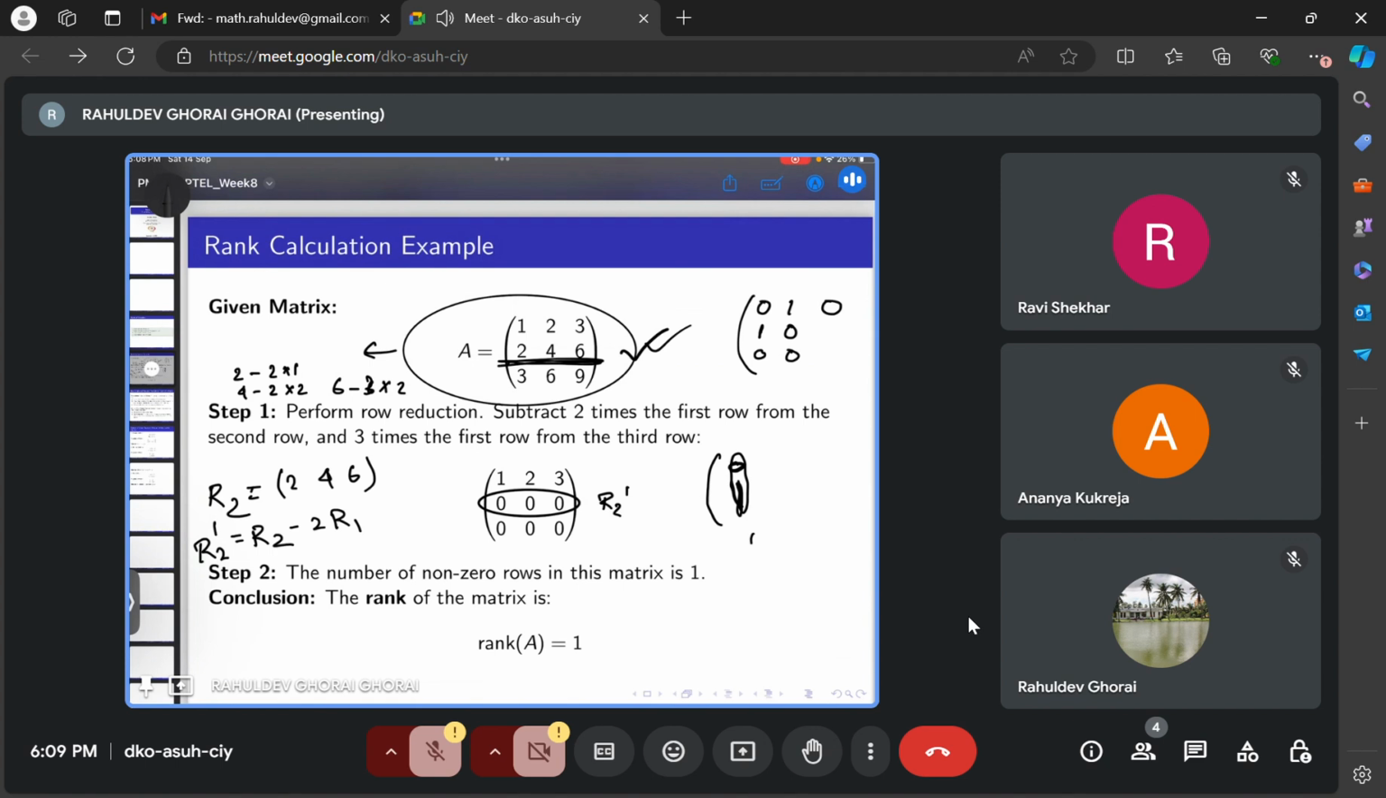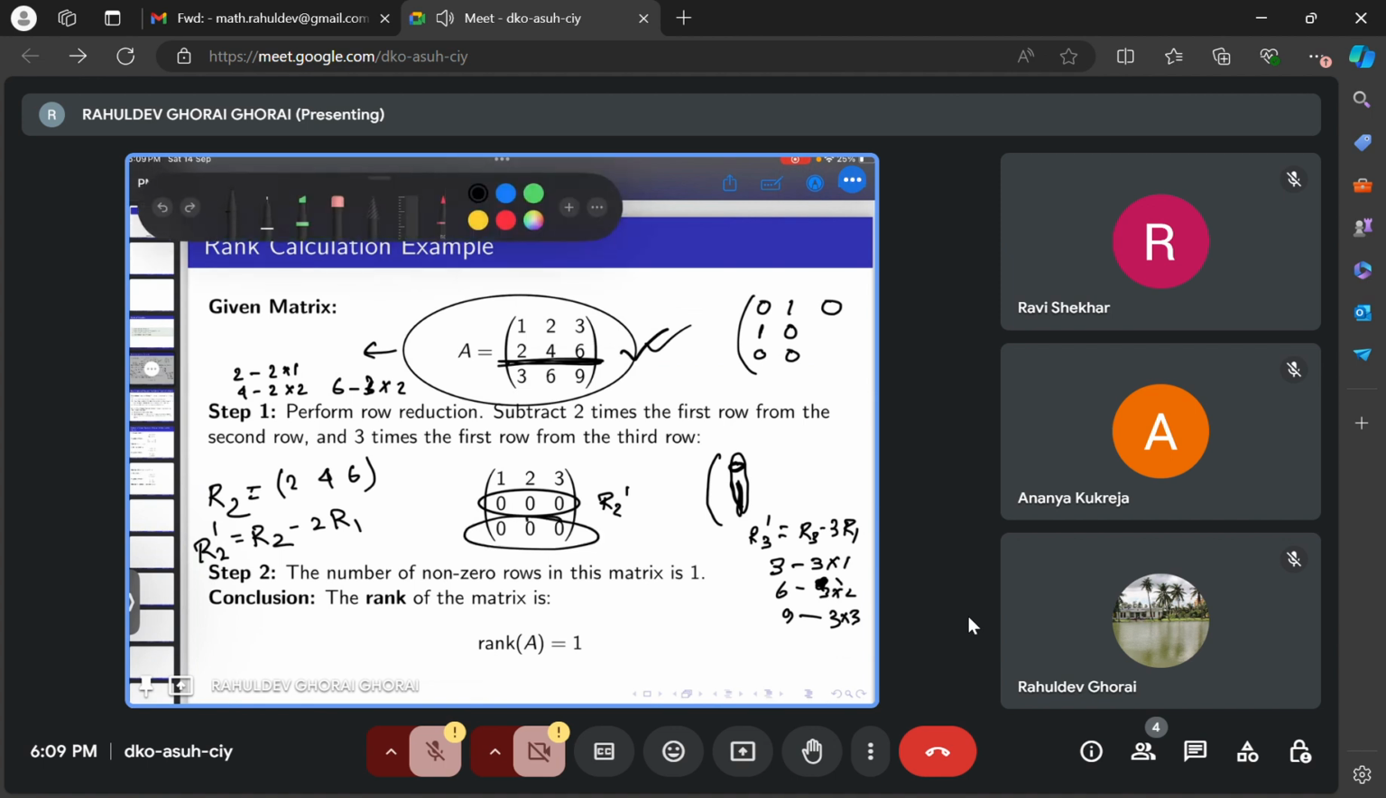Similarly, if you make R3 prime as another row, that is R3 equals R3 minus 3 times R1. So what will happen? 3 minus 3 times 1, 6 minus 3 times 2, 9 minus 3 times 3, right? So all of them will be 0. That's how you get this one also as 0, right?